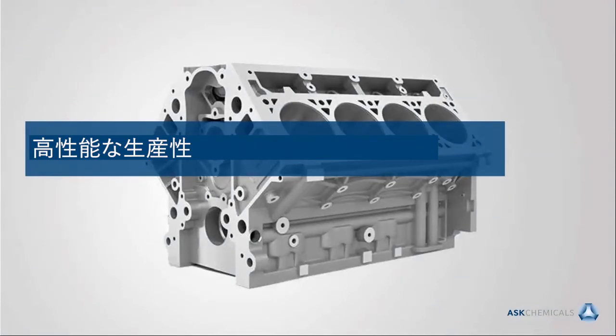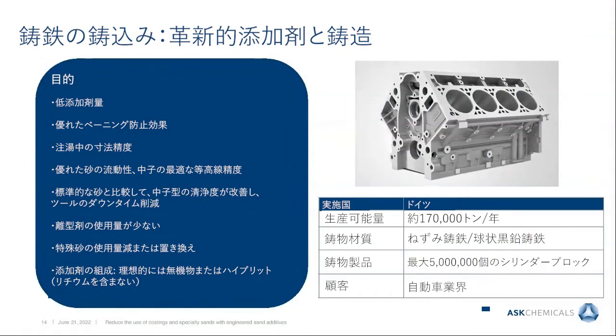Coming to our session about how we can improve productivity in your foundry. We have developed new innovative engineered sand additives and approached an innovative foundry which is producing 170,000 tons of casting, ductile and gray iron, up to 5 million cylinder blocks for passenger cars. The demand was a low addition quantity of the additive, good anti-veining effect, dimensional accuracy, and a very good sand flowability to ensure the optimum contour accuracy.